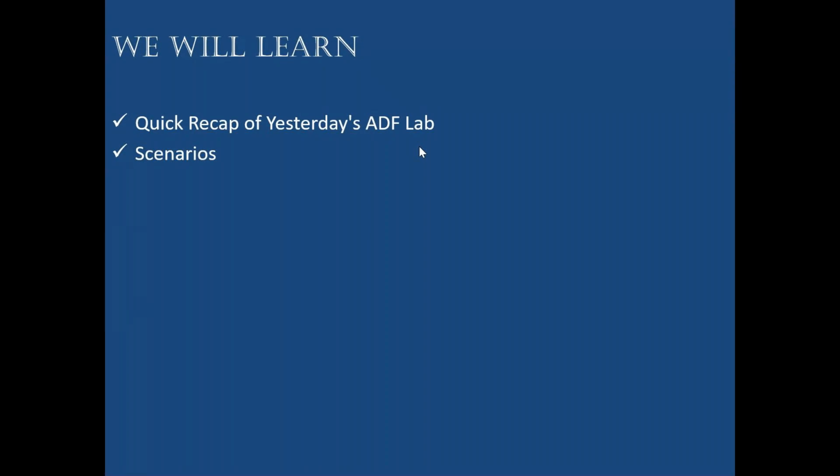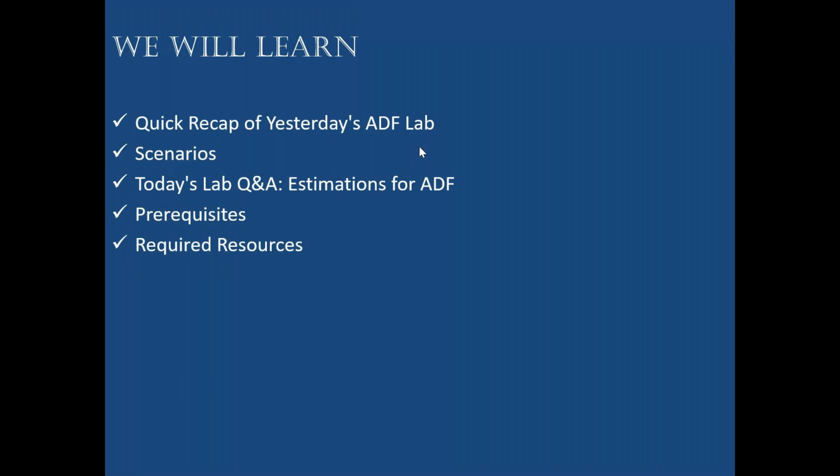So I'll explain to you the different scenarios that we are going to learn today. Then today's lab Q&A. For example, in order to fulfill all the scenarios that we discuss, how many linked services we need, how many data sets we need. So that particular question and answers we will be discussing. Then prerequisites, what all things we need in order to complete today's scenarios. Then required resources, what resources we need from Azure.